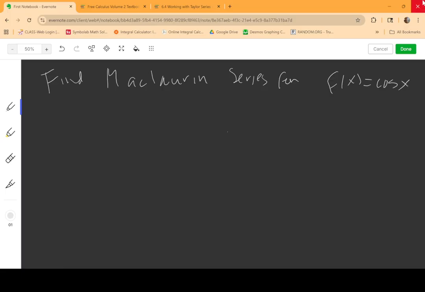Okay, so here we're going to take a look at some common Maclaurin series. I'm going to start by deriving one common Maclaurin series. So we want to find the Maclaurin series for the cosine function. Okay, so here we'll start again. Our function is the cosine of x.